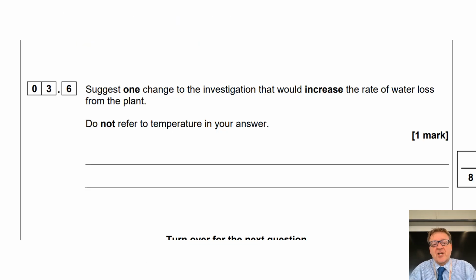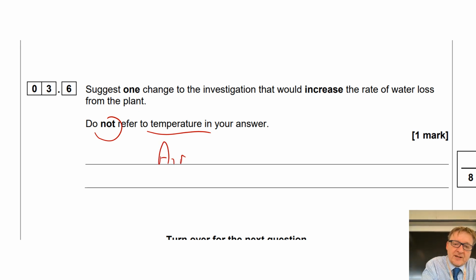3.6. Suggest one change to the investigation that would increase the rate of water loss. Do not refer to temperature. So what you could do is you could talk about air movement. You could talk about light intensity. You could talk about humidity.